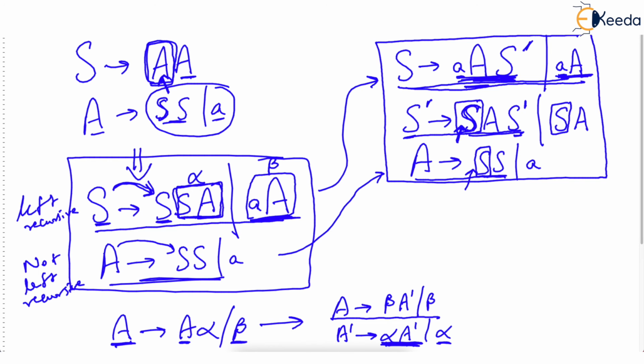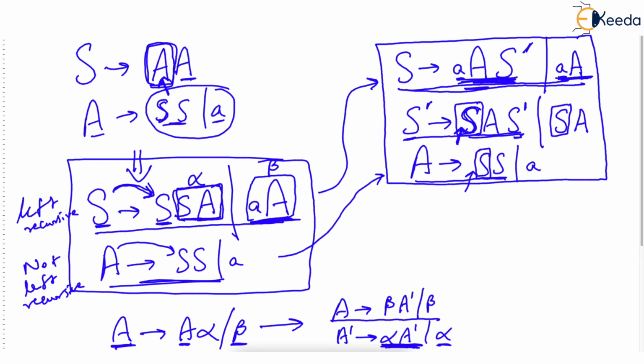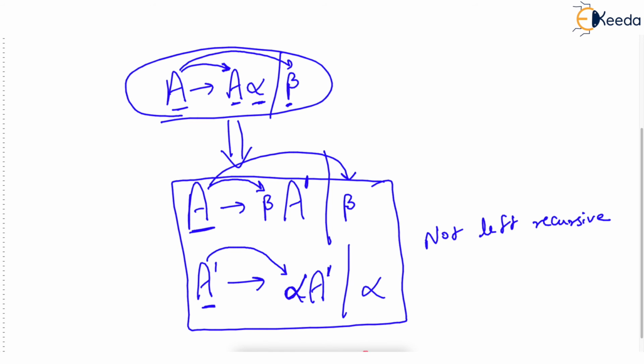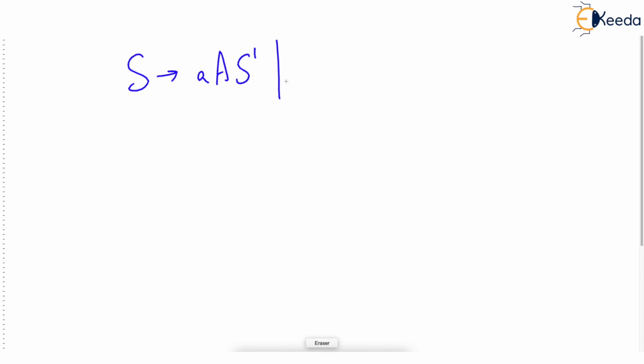Just see, I'm just rewriting, okay? Give me some time. I'll need some time to refer this. S is A S dash, or AA. Please give me some time. This is already in GNF. Production S is already in GNF.